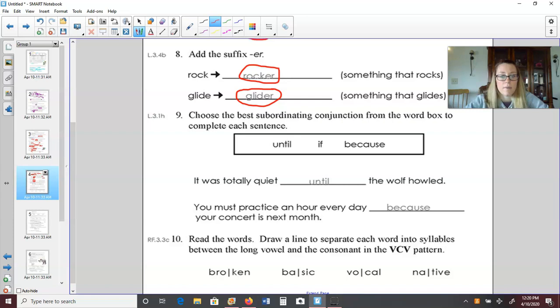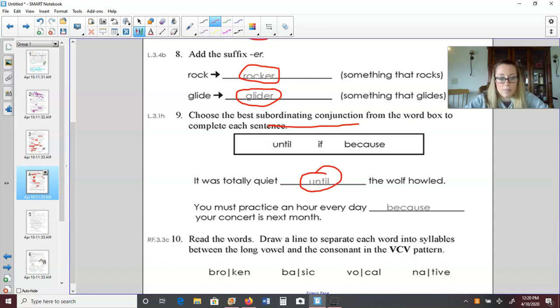Number nine, we have to choose the best subordinating conjunction. That's kind of a big grammar term there, subordinating conjunction. Basically, it's helping to link parts of our sentence together. It was totally quiet, blank, the wolf howled. Until, if, or because. We're going to say until the wolf howled.